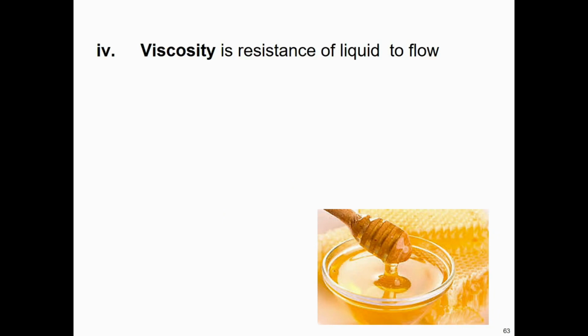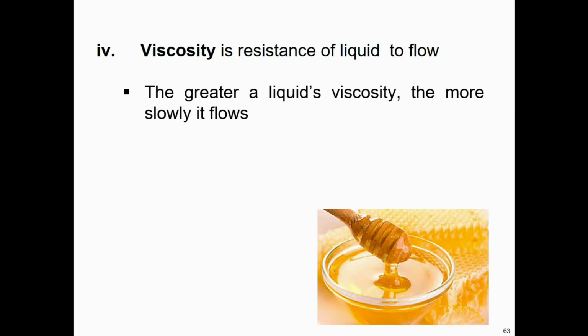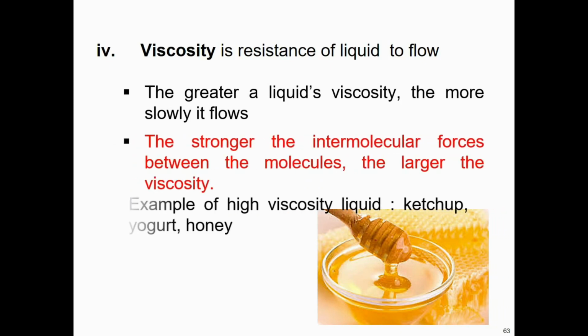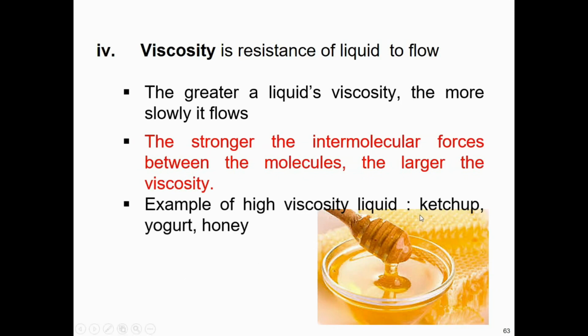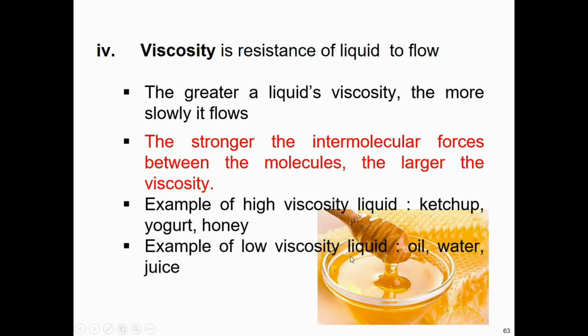Now let's look at viscosity. Viscosity is the resistance of a liquid to flow. The greater the liquid's viscosity, the more slowly it flows. Let's look at honey. It has high viscosity, so it is very hard to flow compared to liquids with low viscosity such as water, juice and oil. Viscosity depends on the intermolecular force between the molecules. The stronger the intermolecular force, the higher the viscosity, and the harder it is to flow.